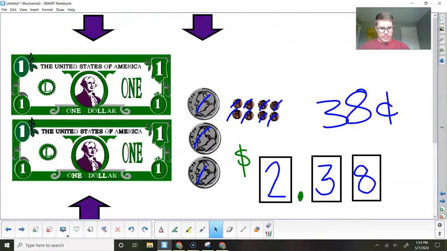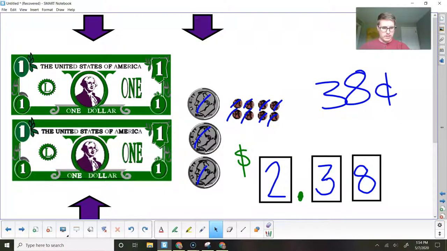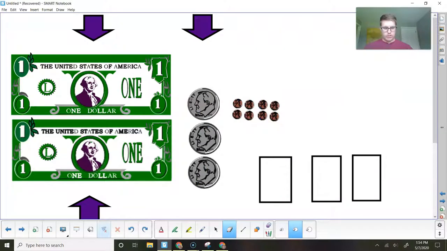Well, guess what? That's this right here. 0.38 is 38 cents. And I've got two wholes, so 2.38. If we were saying it in money terms, we would say $2 and 38 cents. If I was not saying it in money terms, I would say 2 and 38 hundredths. All right, very good. You want to do one more money one? Okay, we'll do one more money example. Right, and then we're going to move on.